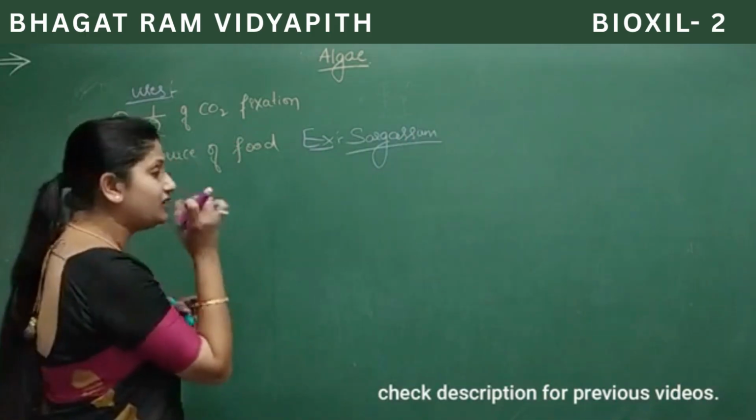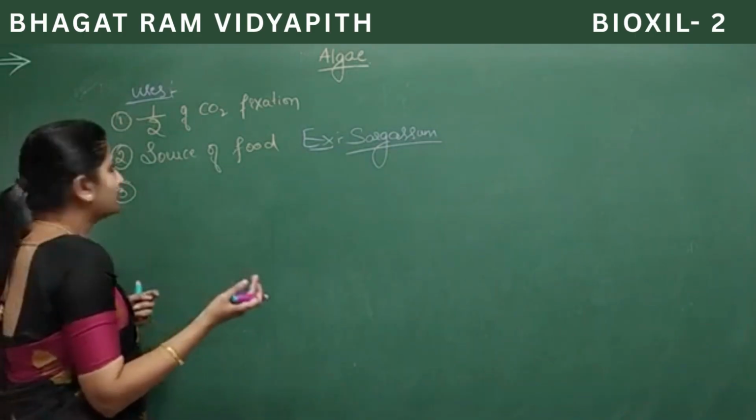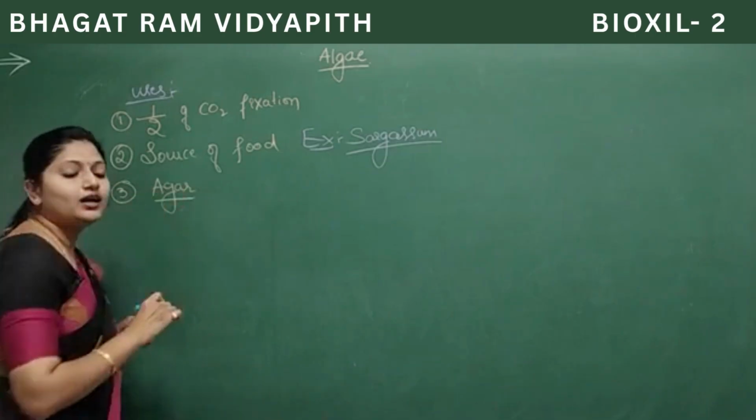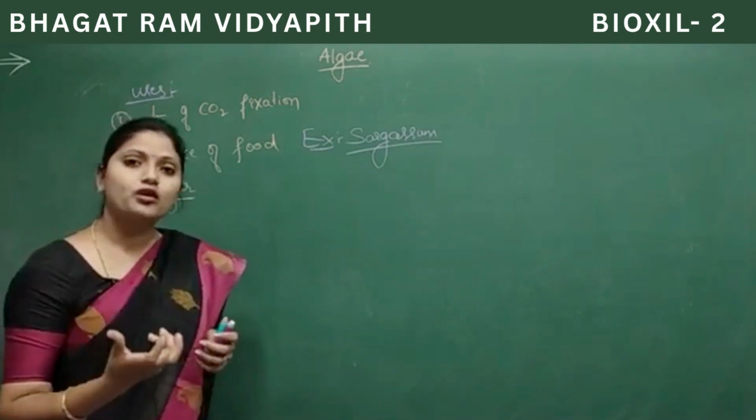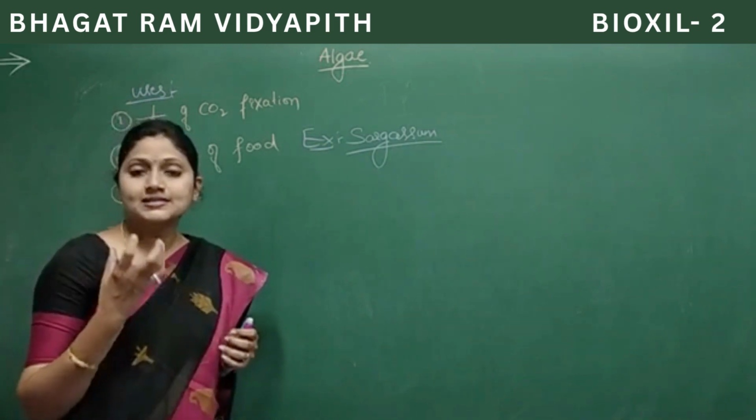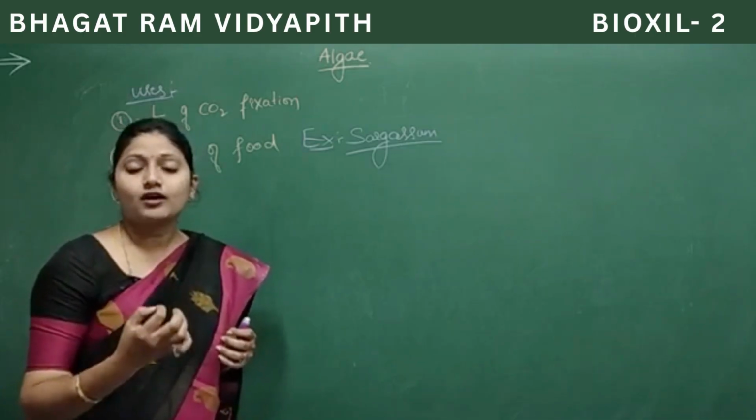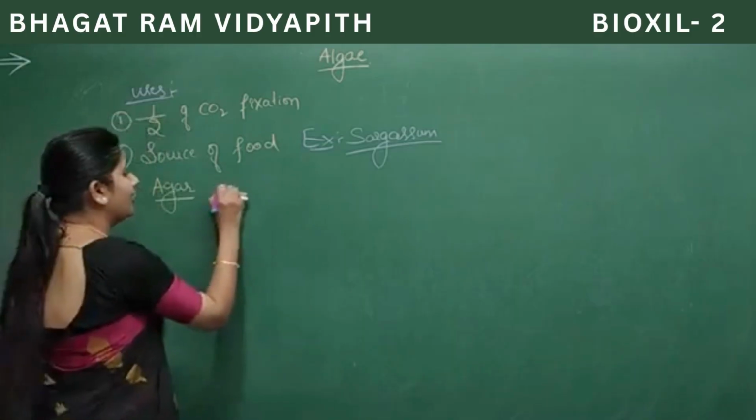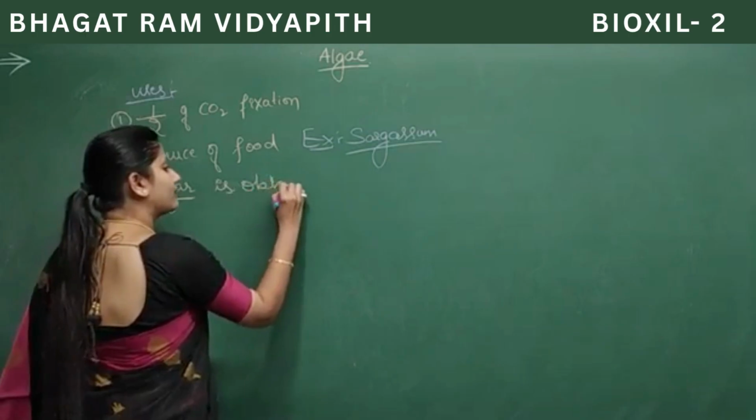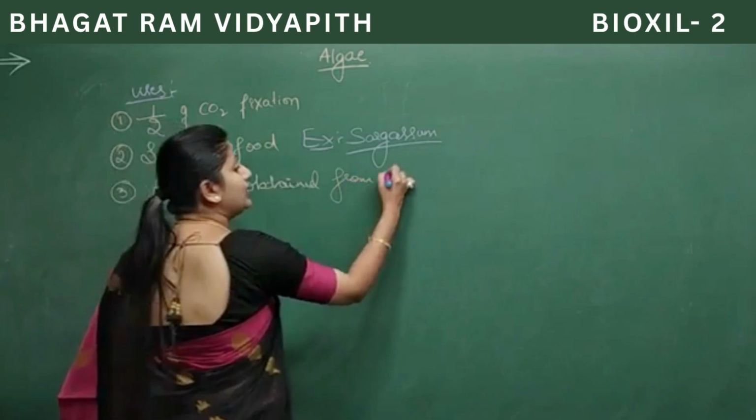Then another very important use or commercially exploited one is agar. Agar is a nutrient source for the growth of various microorganisms, and this agar is obtained from one algae, a marine algae called Gelidium. Agar is obtained from Gelidium.